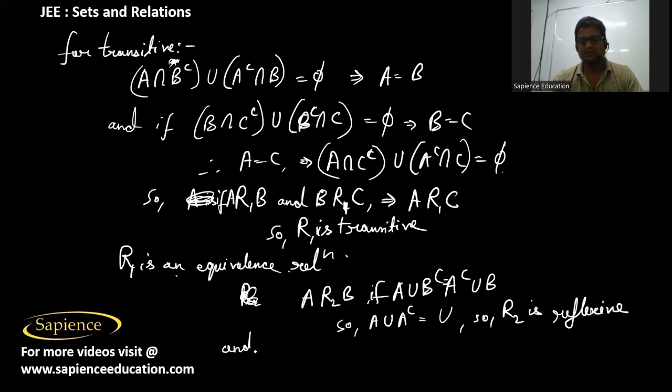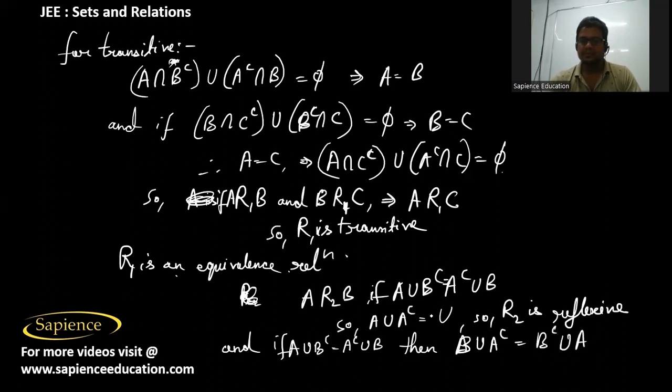and also A union B complement is the same as A complement union B. If this happens, then we can also say that B union A complement will also be equal to B complement union A. So therefore R2 is symmetric also.